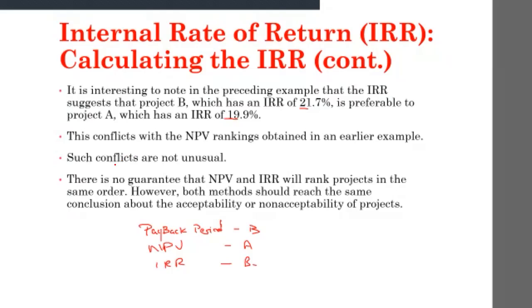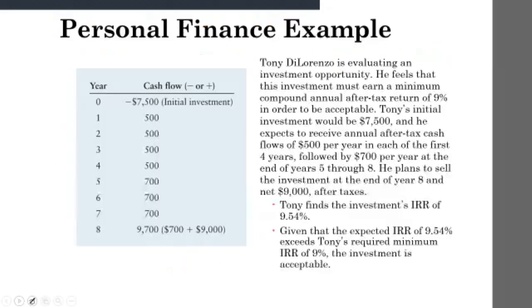Now, such conflicts are not unusual. There is no guarantee that the net present value and the IRR will rank projects in the same order. However, both methods should reach the same conclusion about the acceptability or non-acceptability of the projects. To demonstrate another example of the IRR before we look at the differences between the two, let's look at this example.